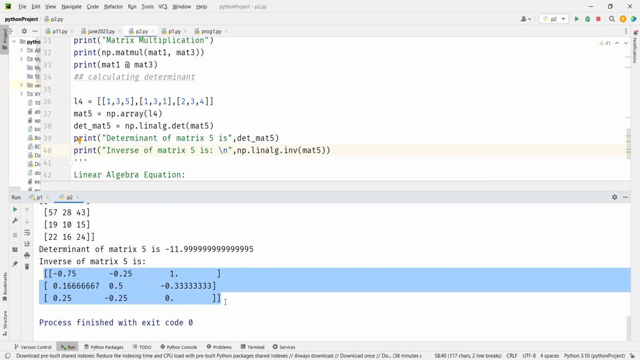Okay. So this is your inverse of the matrix. Now tell me, what is the answer of 1 by 0? Is it infinity or error or not defined? What do you think? What is the answer of 1 by 0? Infinite.